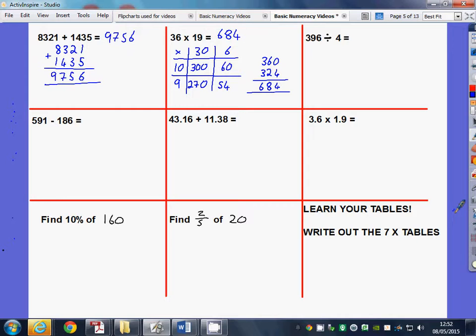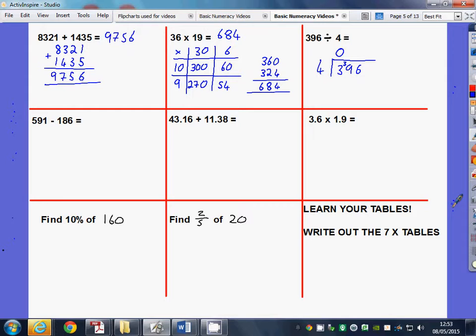Number 3, division. As we said last time, when we do divisions in these videos, I'm going to be using what I call the bus stop method. So how many 4s go into 3? None. So we've not used any of those 3, so we carry that 3 forward to create 39 for the next one. How many 4s go into 39?